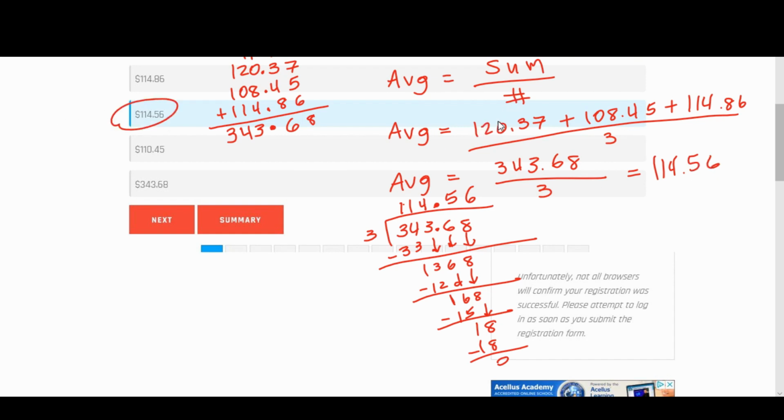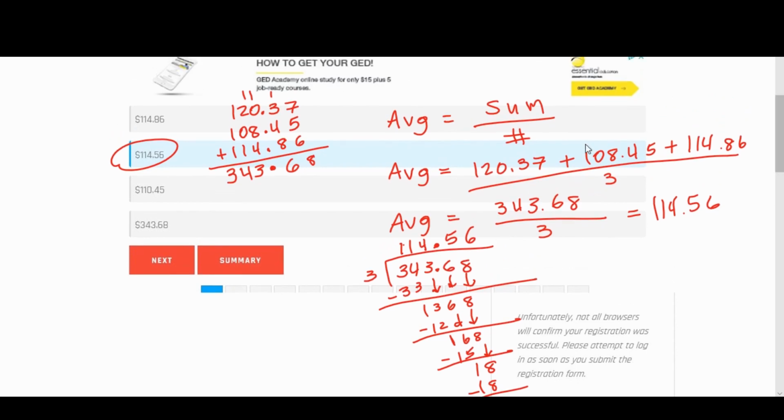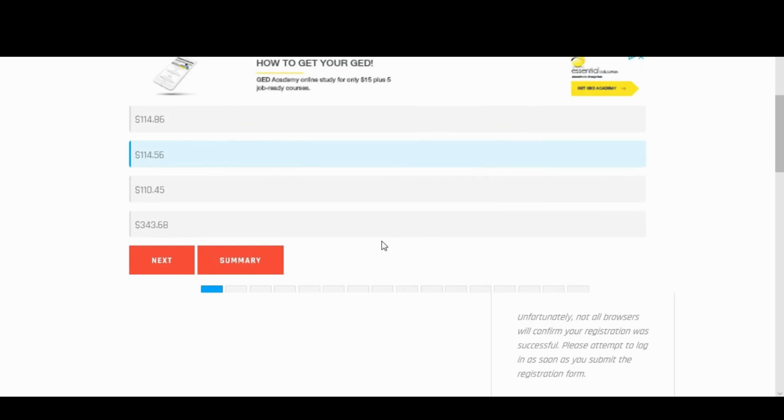To do this problem, you had to know how to set it up using the formula to find averages. Then you had to do addition with decimals, and then you had to do division, long division with decimals. So there's quite a few steps to getting this one right. Nothing was too hard, but if you haven't done decimals in a while, you might have gotten stuck at some place. Okay, let's go ahead and move on to the next one.